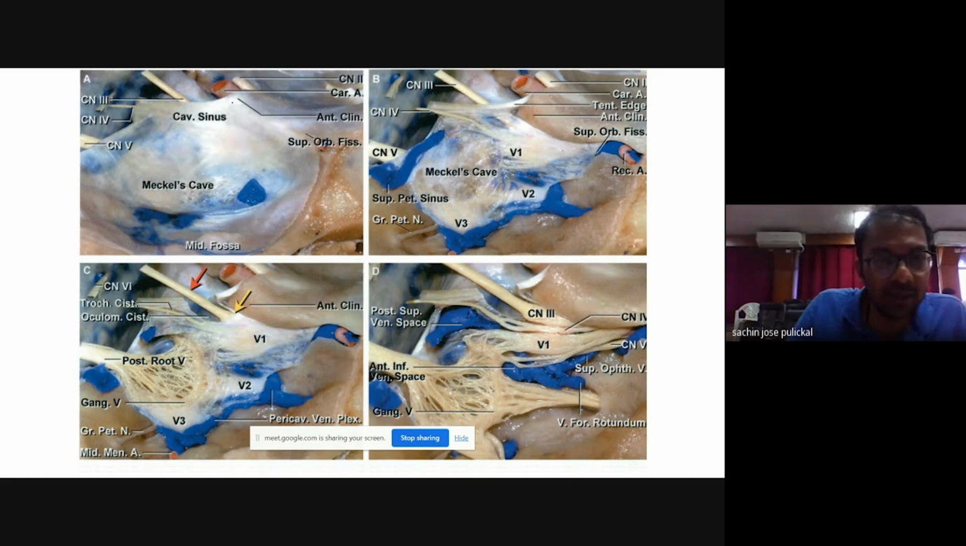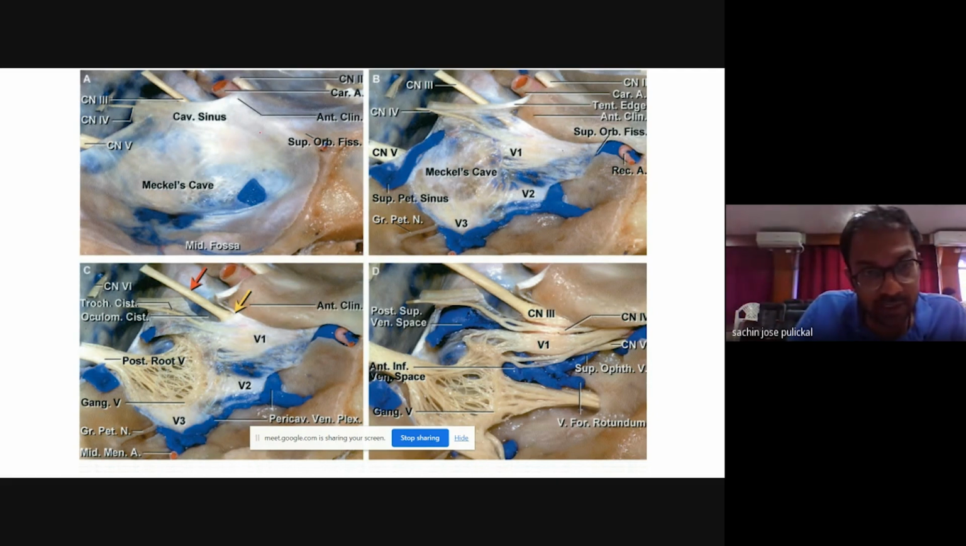So you have the tentorial edge, which is in fact the anterior petroclinoid fold, which is the lateral part of the roof of the cavernous sinus. And you can see the posterior clinoid fold will come somewhere here, the interclinoid fold, and the third nerve entering the roof of the cavernous sinus. Posterior to the third nerve, you have the fourth nerve, which is entering into the cavernous sinus, related to the tentorial edge here. And you have the fifth nerve, which is entering along the lateral wall of the cavernous sinus here.